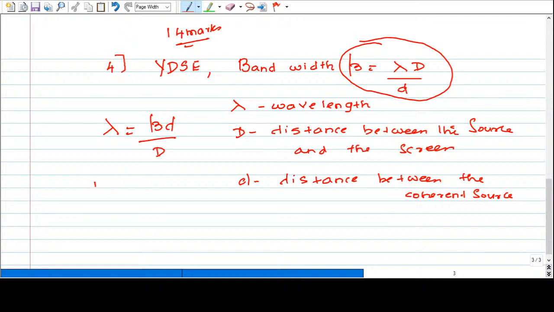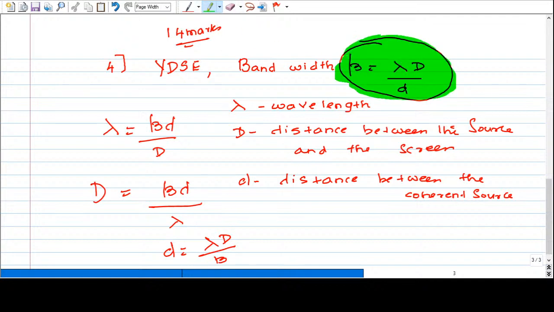We can also find capital D. Capital D is beta small d divided by lambda. We can find lambda capital D, and also we can find small d from this, lambda capital D by beta. So remember, these are all the important formulas which you have to remember.